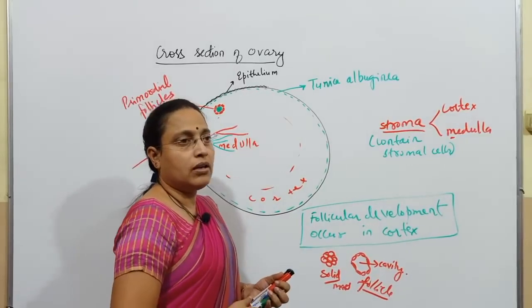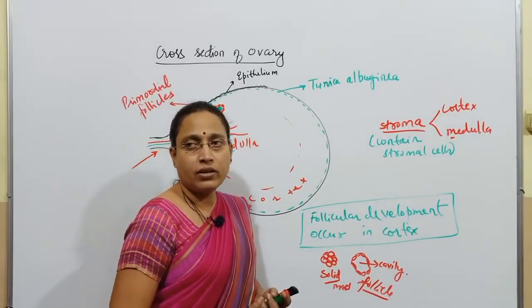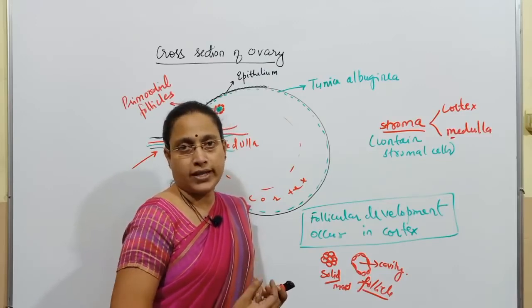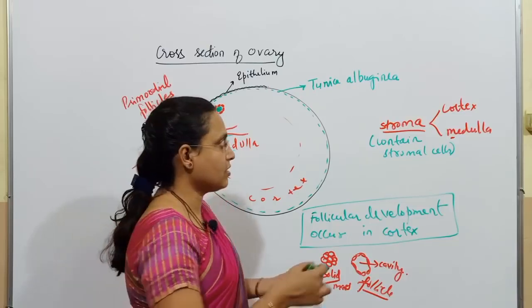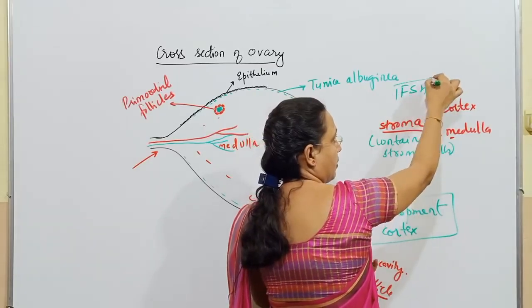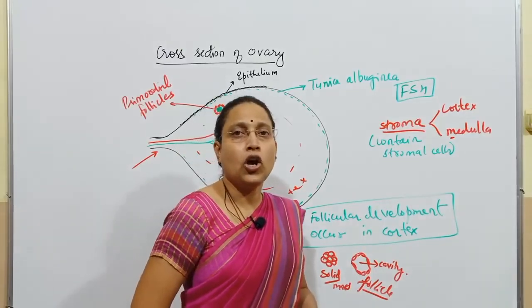So development of follicles is hormonally driven. It means that certain hormones are required for development of follicles. And one of the key hormones, as the name itself will suggest, everything is being explained in the name itself. What is that? Follicle stimulating hormone.